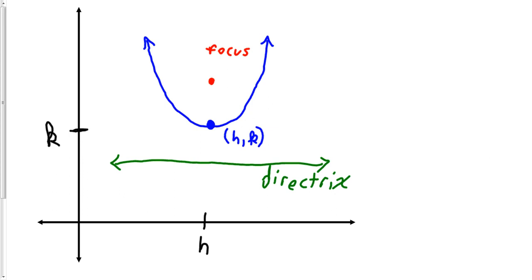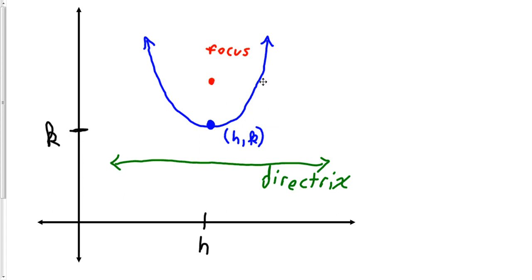Okay, so today we'll discuss parabolas. Parabolas are a kind of conic, and a parabola is defined as the set of all points in the plane that are the same distance from a given line called the directrix as they are from a given point called the focus.